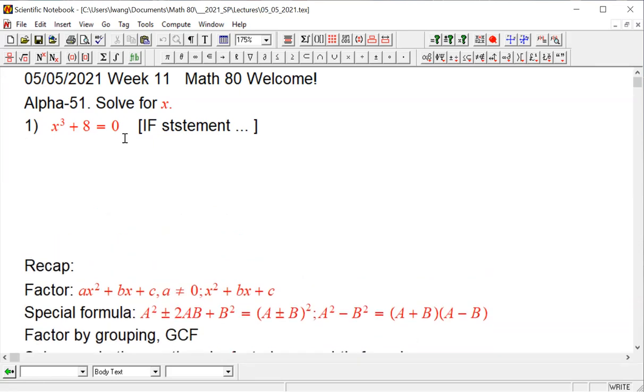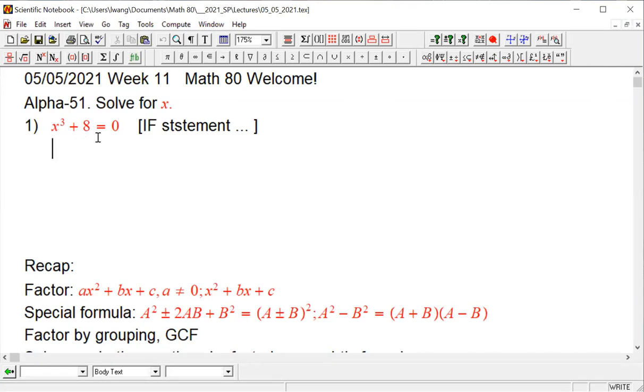There are a number of ways we can do this, but we should expect 3 solutions. Usually with polynomials, if the degree is 1, you have 1 solution. If the degree is 2, we have 2 solutions. Degree 3, we have 3 solutions. When they ask us to solve for x, the intention is to find all the solutions. So we should have 3 solutions.